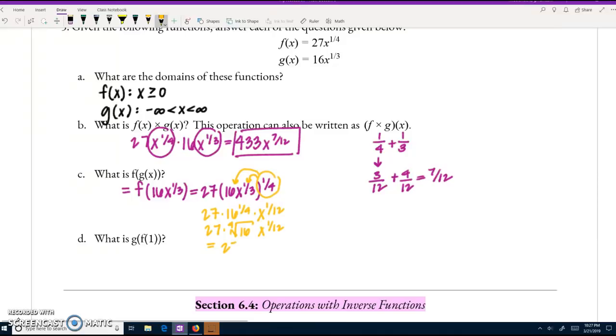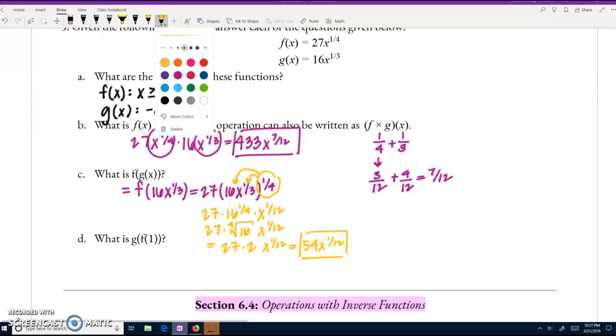The 4th root of 16 is a nice and easy number. It's going to give me 2, and then still x to the 1/12. 27 times 2 is going to become 54 x to the 1/12 power. And I can go ahead and box that up right there.